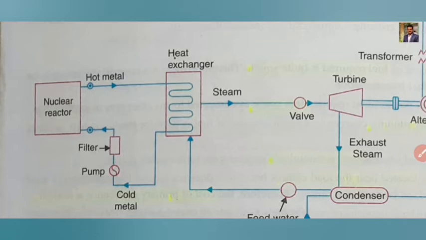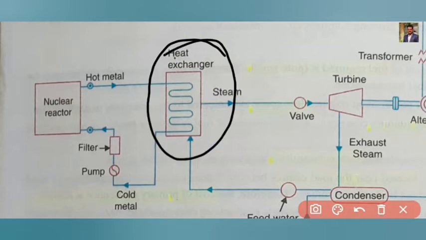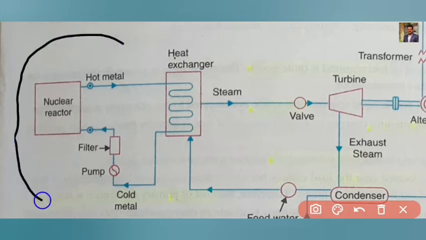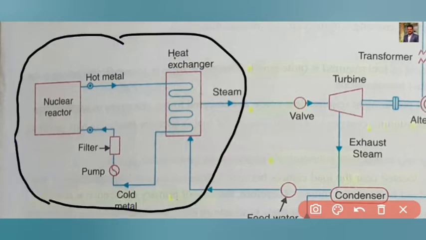The heat exchanger contains water, so this water is converted to steam. Here we got the steam. Now heat energy is converted to steam energy, or heat is converted to steam. Now we get the steam in it. This hot metal is again returned inside the nuclear reactor with the help of a pump and also a filter. Okay, is that clear about all this, the nuclear reactor and heat exchanger? Now we have produced the steam.